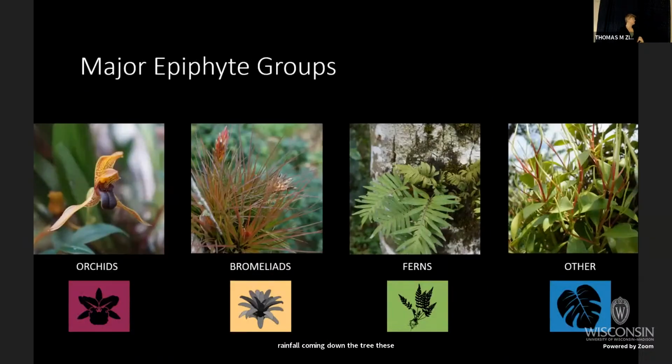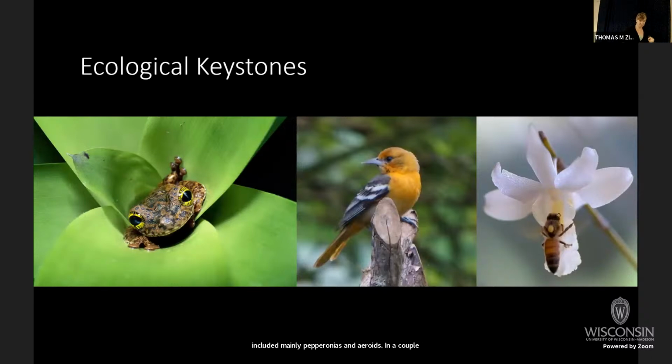These are the major groups that I looked at in this study: orchids, bromeliads, and ferns. And then I had another category, which included mainly peperomias and aroids, and a couple of other groups. And these species function as ecological keystones. So they provide habitat for things like frogs. Bromeliads have pools of water in them, and frogs will actually lay eggs in those pools of water.